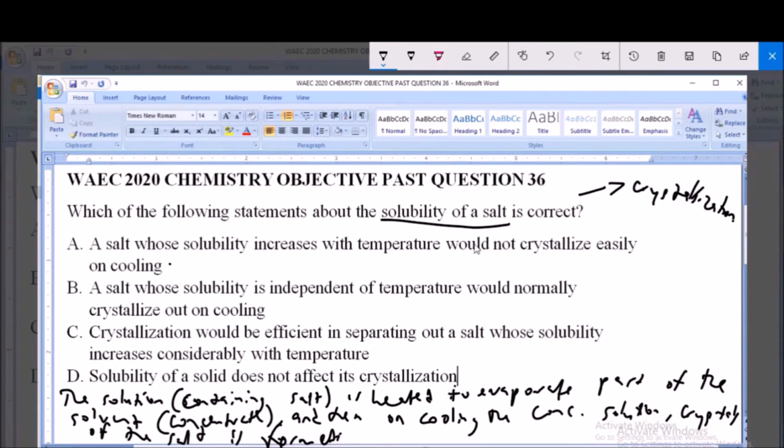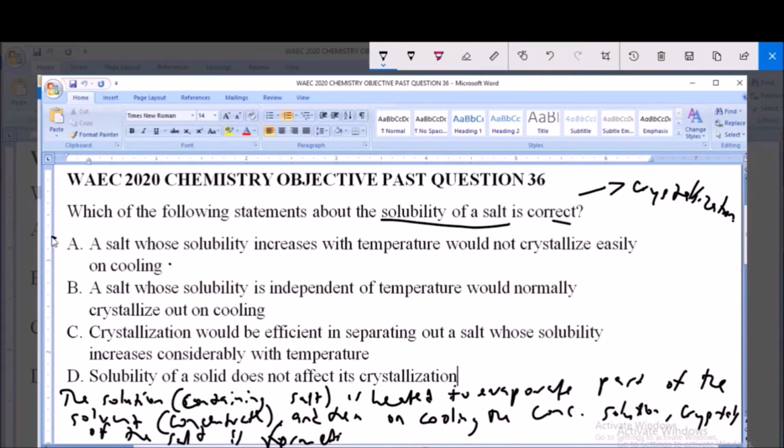Now, but as it relates to temperature, let's look at each of the options. Now, option A: a salt whose solubility increases with temperature will not, or would not, crystallize easily on cooling.